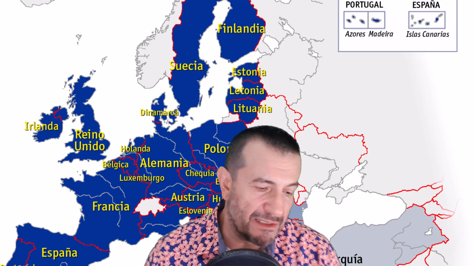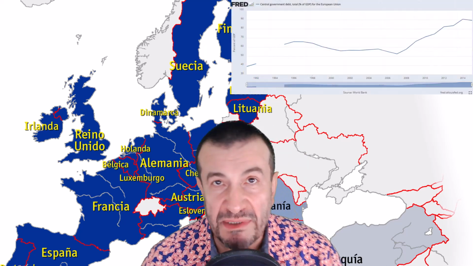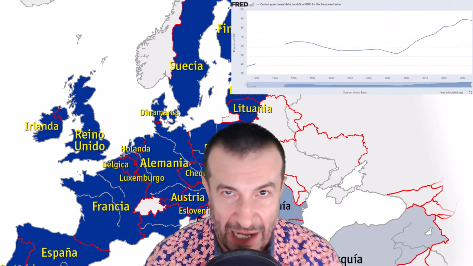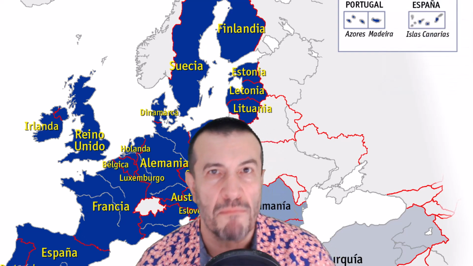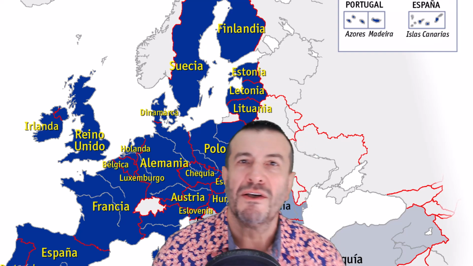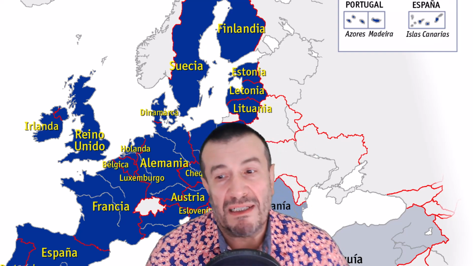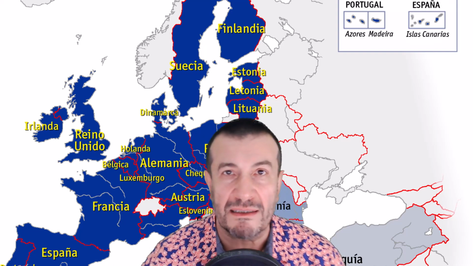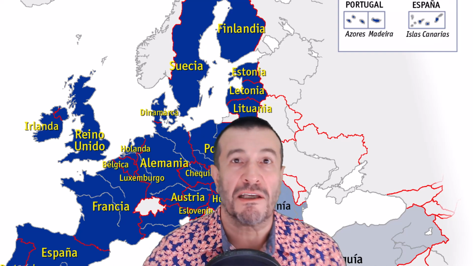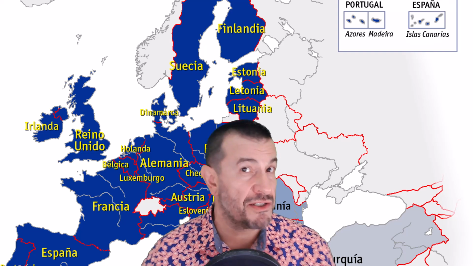Then we have the problem of the public debt of Europe, which is rising little by little through time, and Europe is spending more money than it collects in taxation. It's a similar trend all around the world, but little by little the middle class is getting poorer and poorer. So that's a very serious problem.